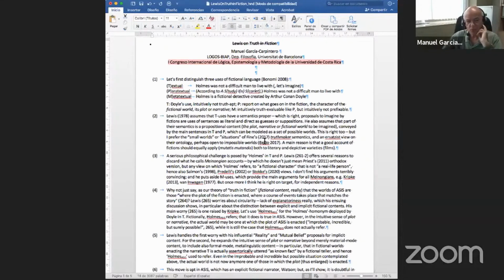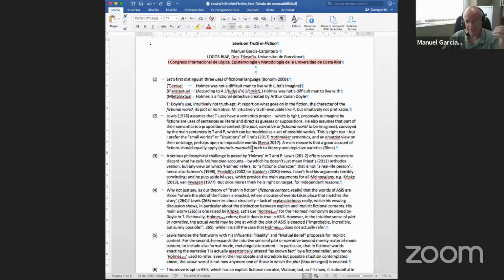And then we have the metatextual, which is equally intuitively truth evaluable like P, but intuitively is not prefixable. If we put a prefix like the one I had in the paratextual case as optional, intuitively it will be false. Then the claim in that sense is not prefixable. But as I said, this is just a matter of intuitions. There are theories on which this should also be handled by assuming some kind of prefix.